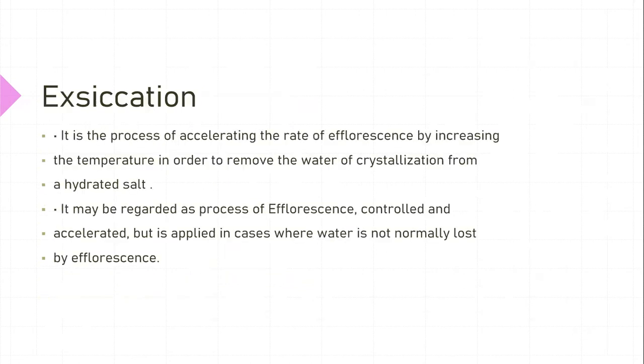Now, the next process is exsiccation. Exsiccation is a process of accelerating the rate of efflorescence by increasing the temperature in order to remove the water of crystallization from a hydrated salt. The main process is efflorescence, but you provide heat, so the process of efflorescence gets accelerated. That process is called exsiccation of a material. It may be regarded as a process of efflorescence controlled or accelerated, but is applied in cases where water is normally lost by efflorescence.